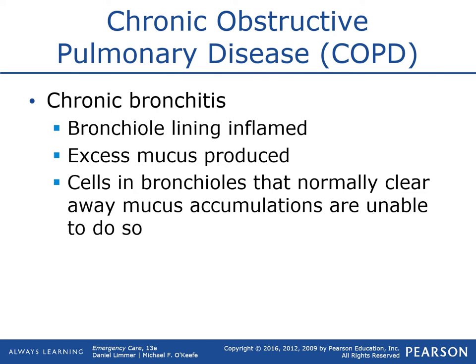During bronchitis, the cells that normally clear away the mucus accumulations can't. So we have a lot of mucus being produced, and we don't have a way to get rid of it as well. So we have a triad of bad things happening. We have inflammation, we have excess mucus production, and we have an inability to move that mucus away. So chronic bronchitis can be a deadly thing that happens.